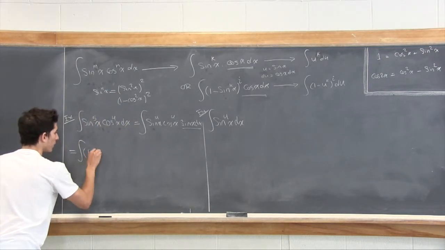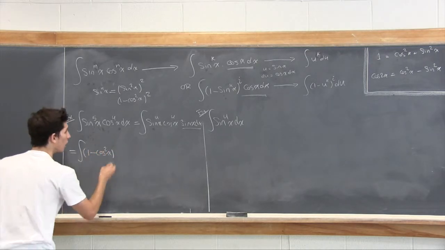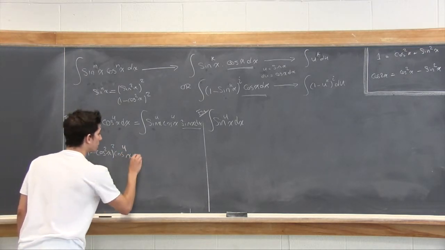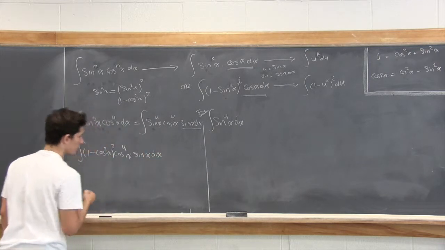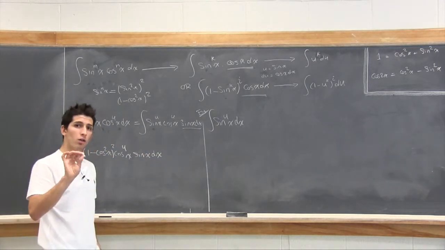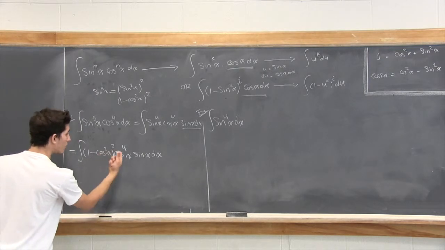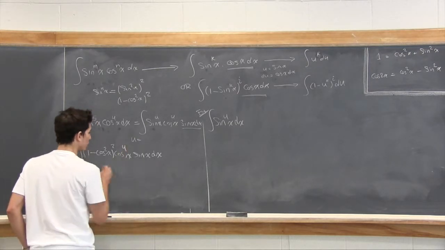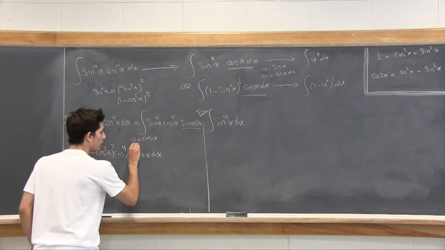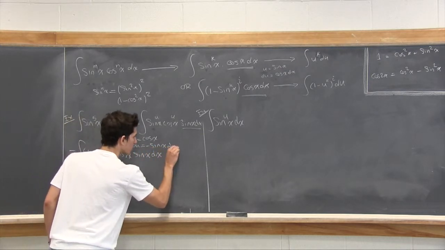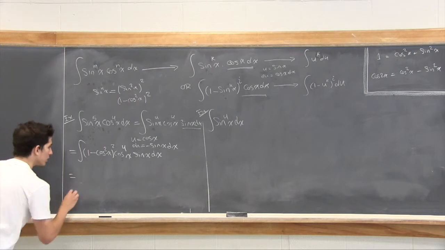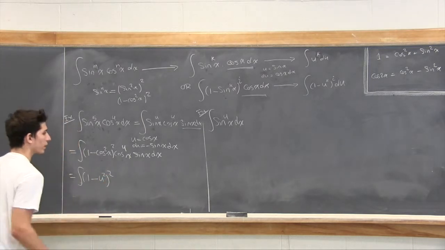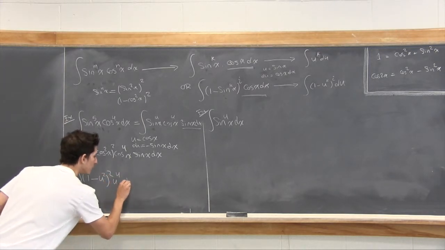Now I'm going to have 1 minus cosine squared x, all raised to the 2nd power, times cosine to the 4th x, sine x dx. That looks really messy, but look what I can do. I only have cosines raised to weird powers, so now I can just do my u-sub. u is cosine x, and du is minus sine x dx. Now I can clean this up a whole lot. I can say 1 minus u squared, all squared, times u to the 4th, times du.